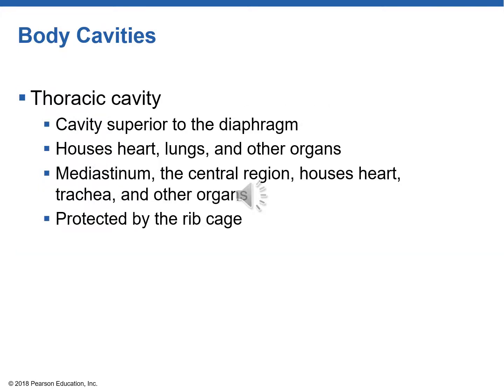The thoracic cavity is a very important part of our body. It is superior to the diaphragm, so we know it's above the diaphragm, and it has organs like the heart, the lungs, and it also has the trachea, and it has some great vessels. It's protected by the rib cage.